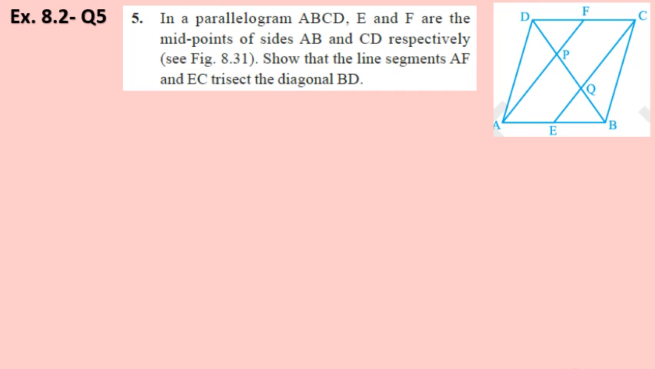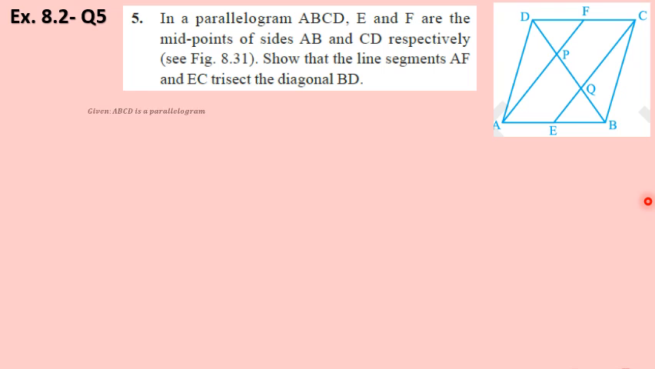Question number 5. In a parallelogram ABCD, E and F are midpoints of AB and CD. We have to show that the line segments AF and EC trisect the diagonal BD. That is, they cut the diagonal BD into 3 equal parts. That is DP equal to PQ equal to QB. That we have to prove.